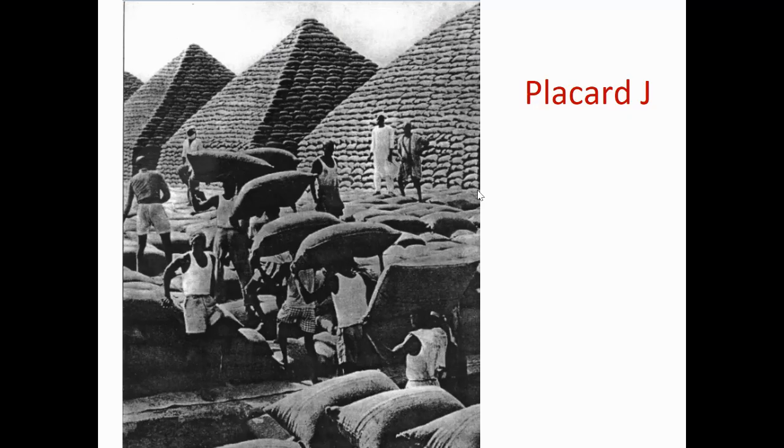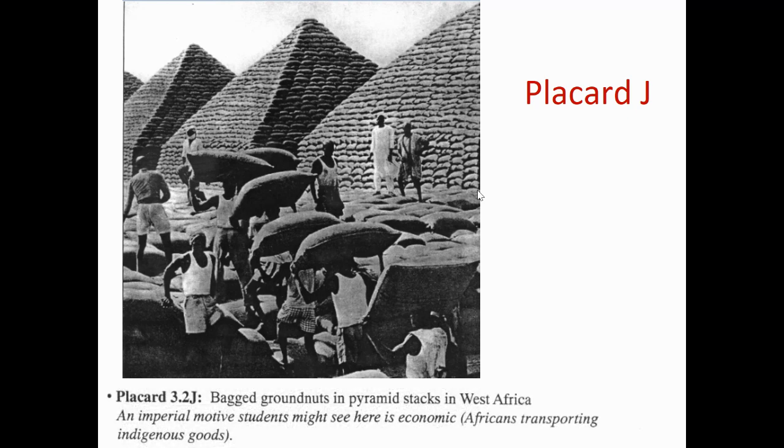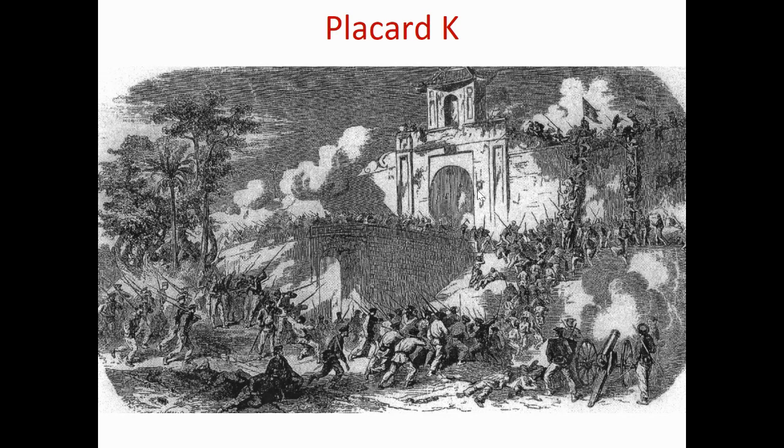Again, I know I'm going relatively quick, but go ahead and pause as you go. A common mistake on this one is ideological. Again, we don't know for a fact. We don't see any white Europeans. We don't know for a fact if those people are working against their will, but they are selling ground nuts. That's what's in those sacks. And so it's economic.